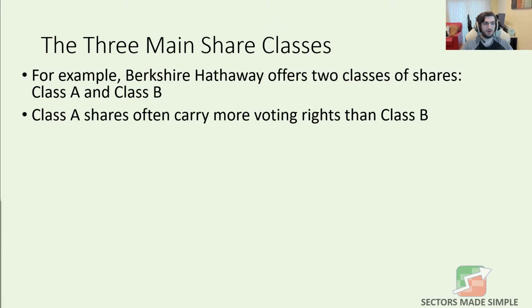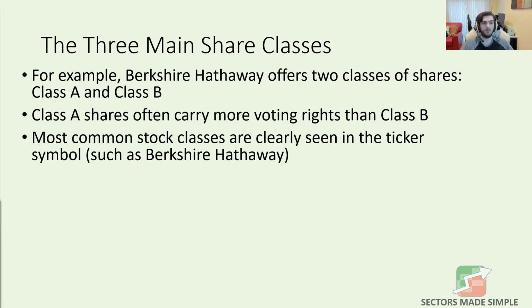Using the example of Berkshire Hathaway, we can see this pretty clearly, where we have BRK.A for Berkshire Hathaway A shares and BRK.B for their B class shares. And the price difference is hysterically huge, and we'll talk about why.